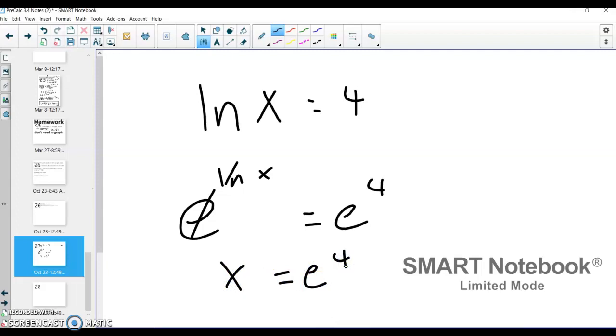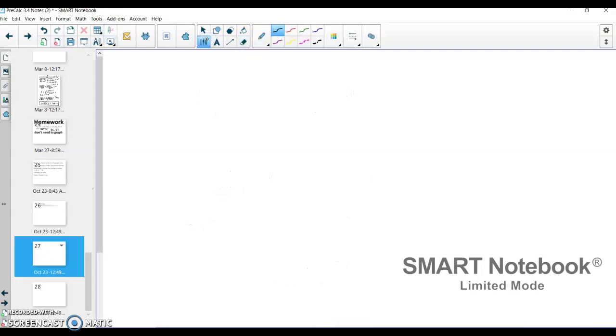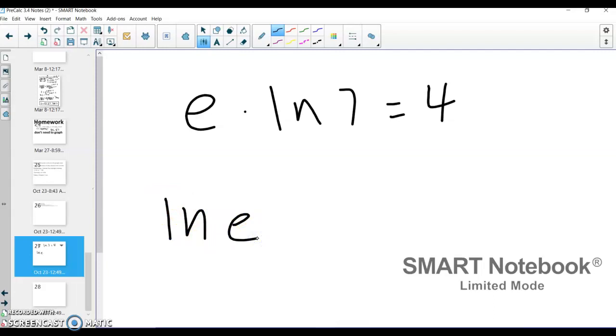Now, the one situation I can think of where they won't cancel each other out would be if you just had e times the ln of 7 equals 4, something like this. The e and the ln are not going to cancel each other out. When they do cancel, ln of e will cancel out because that really equals 1. The ln of e is the same thing as log base e of e, which again equals 1, or in a sense cancels each other out.